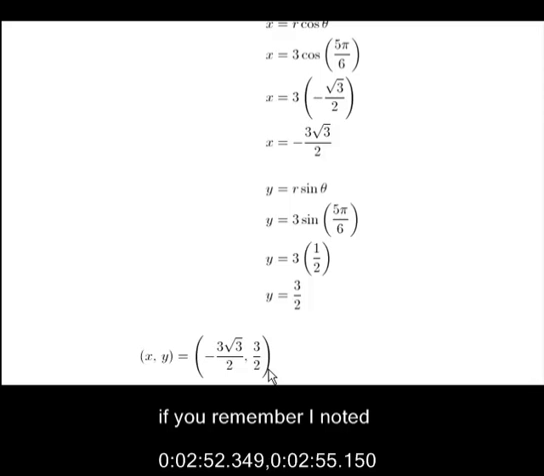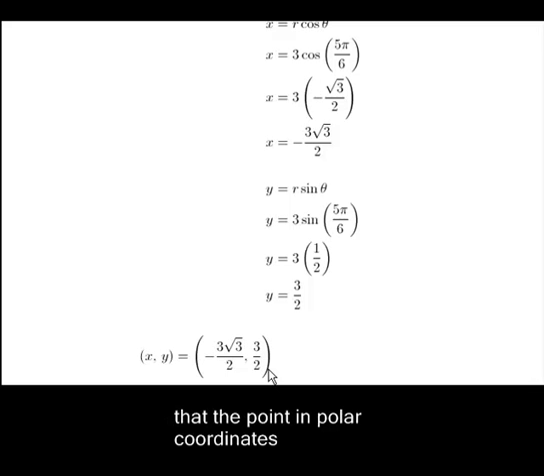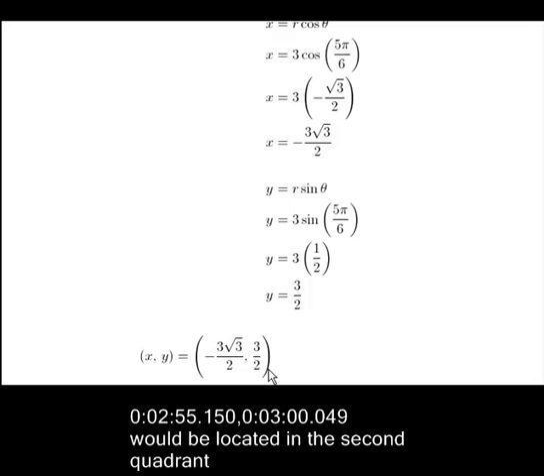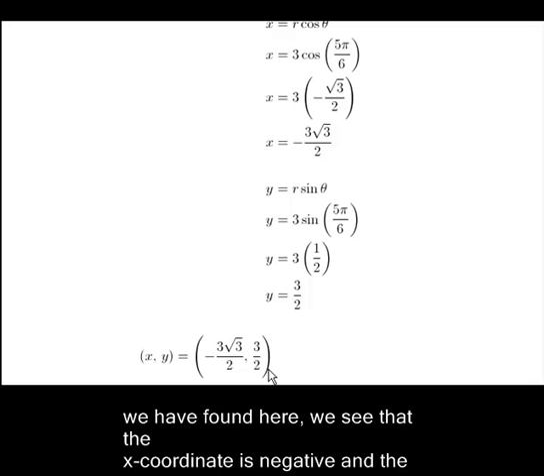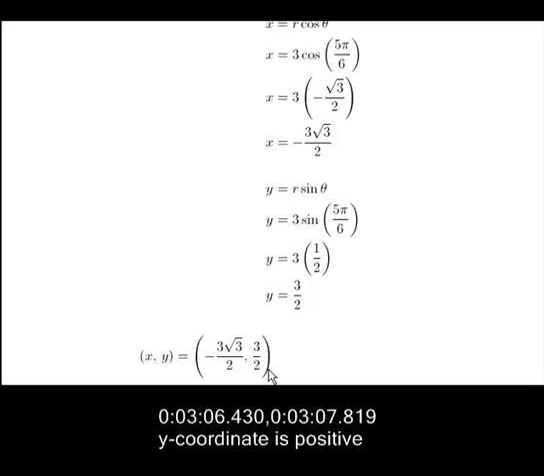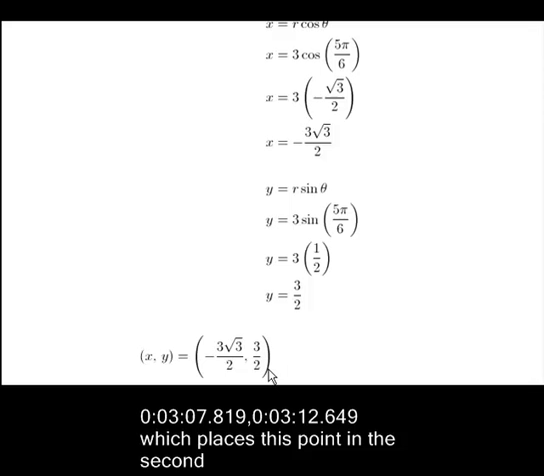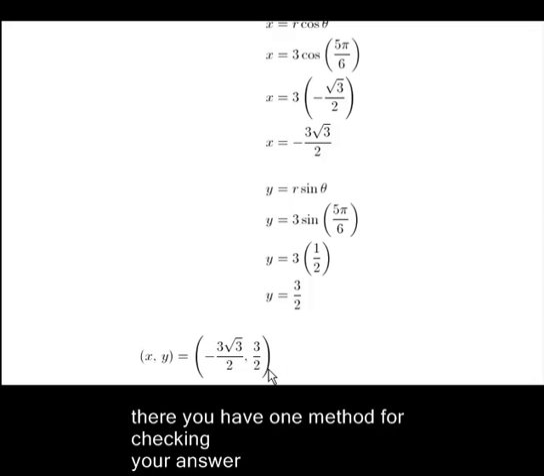If you remember, I noted that the point in polar coordinates would be located in the second quadrant in rectangular coordinates, and that agrees with what we have found here. We see that the x-coordinate is negative and the y-coordinate is positive, which places this point in the second quadrant. There you have one method for checking your answer.